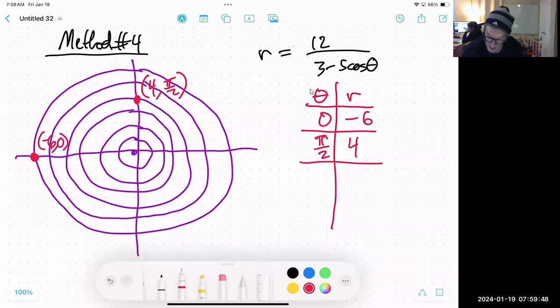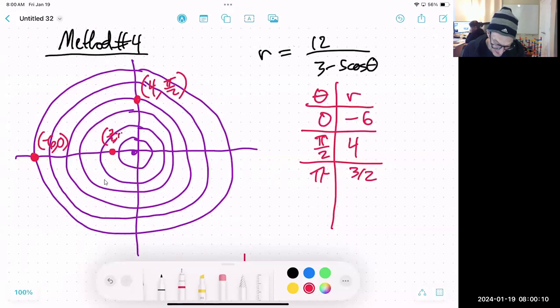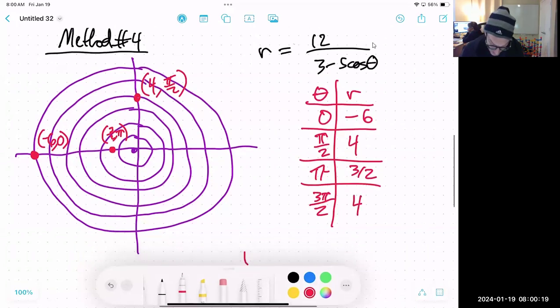Okay, what else? Let's plug in pi. What's cosine of pi? -1. So now you get 3 plus 5, which is 8. 12 over 8 is 3 halves. Okay, so when theta is pi, r will be 3 halves. And so we get a little boom. This point has polar coordinates 3 halves comma pi. And finally, 3 pi over 2. Cosine 3 pi over 2 is 0, so we again get 4. Boom.